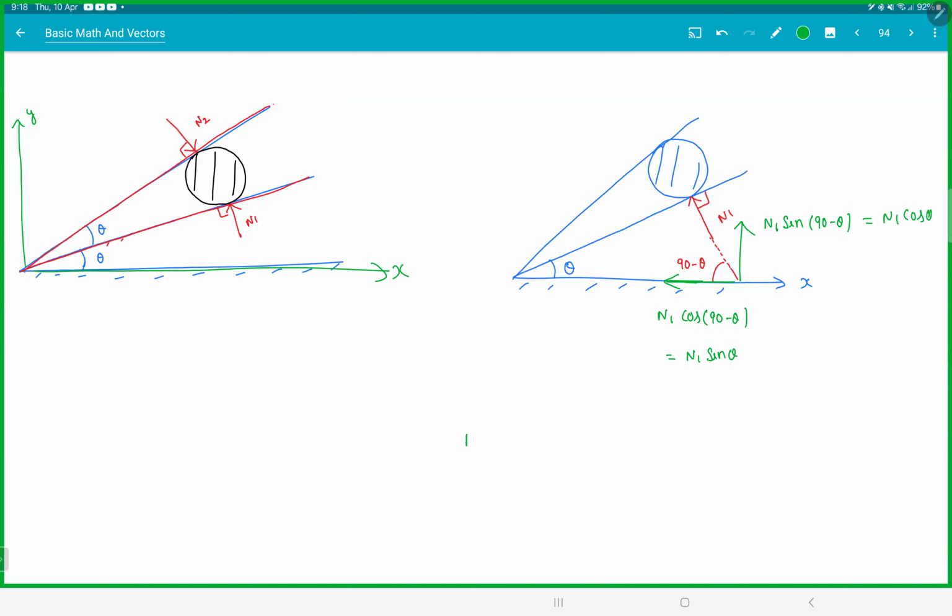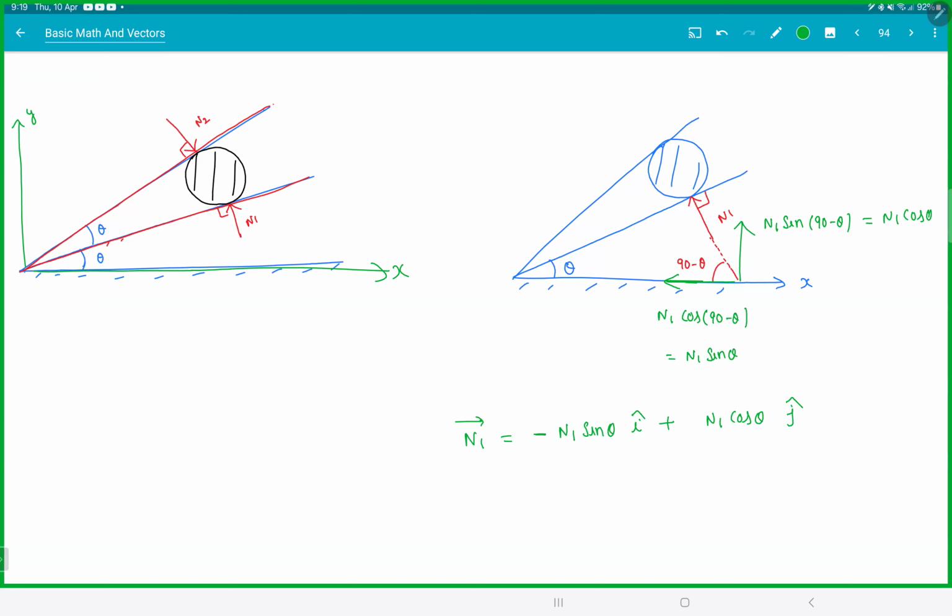So if I ask you what is N1 bar, it will be minus N1 sine theta i cap plus N1 cos theta j cap. This is how I want you to represent an answer. So N1 magnitude, I want you to give in terms of i cap and j cap. Sir, can you do the same thing for N2 now?